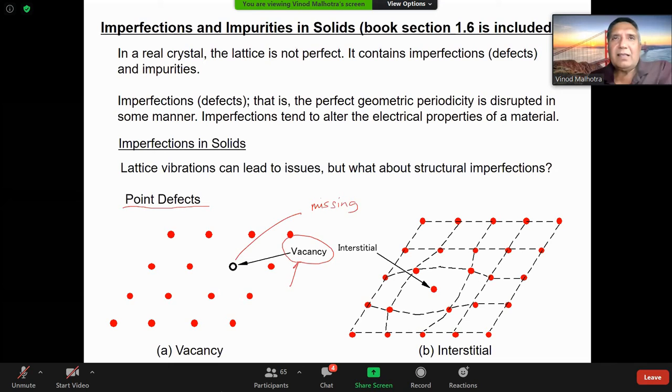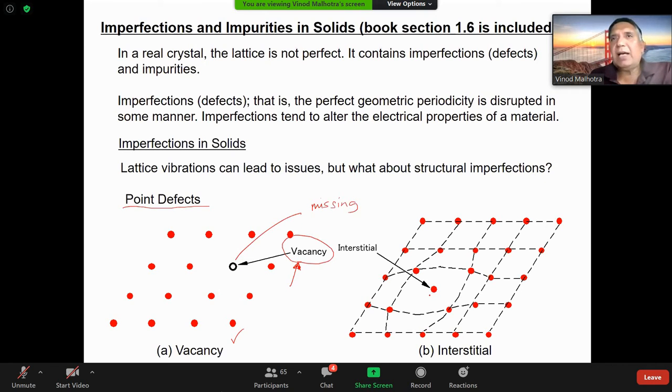Vacancies are not only important in electrical properties, but in terms of processing as well. So this is called a vacancy. So you need to know this, there are vacancies. And what does that mean? Now, this is a missing atom.